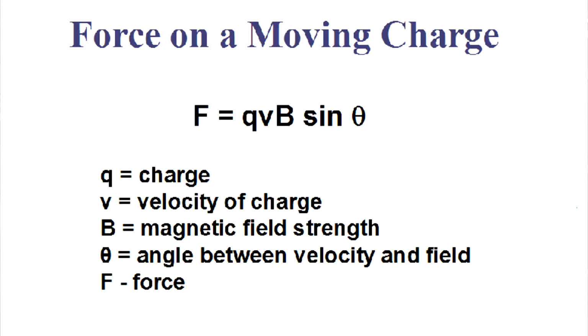Now, if instead of charges flowing in a wire, you have an individual charge like a proton or an electron, and that proton or electron is what's moving inside the external magnetic field, you no longer have a current, but you can instead use this equation to calculate the force on that charge. Here, Q is the charge of the moving particle measured in coulombs, V is the velocity of that particle as it moves through the field, B is again the strength of the external field, and theta is the angle between the velocity and the field. Again, in most cases that's going to be 90 degrees.